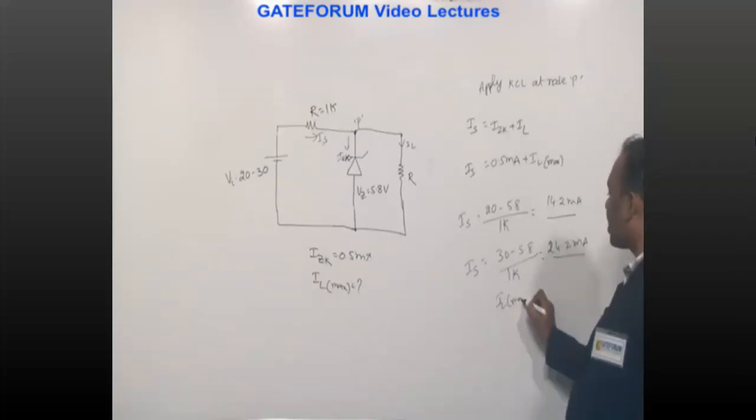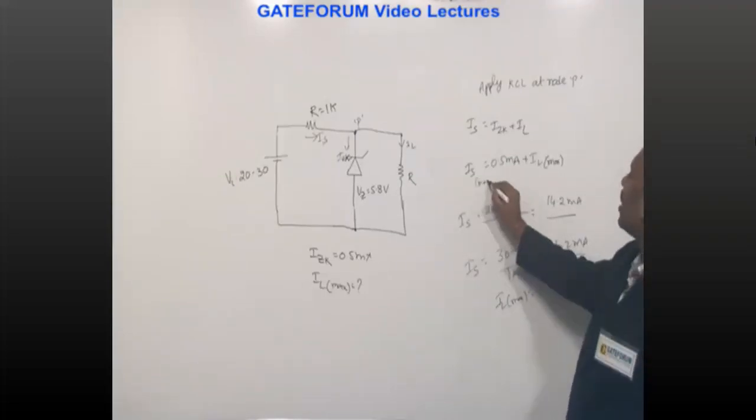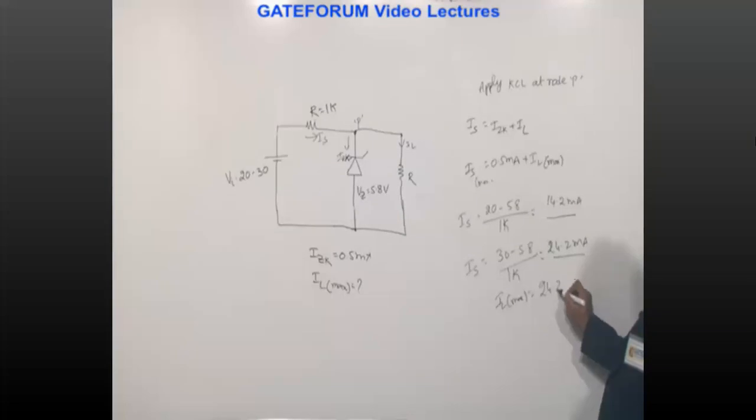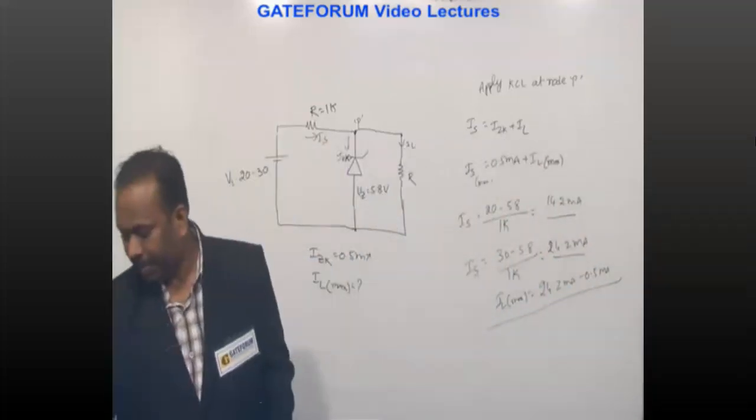Therefore, IL max is equal to, check it, we require IS also at its maximum, then only we'll get the IL max. Therefore, it is 24.2 milliamperes minus 0.5 milliampere. That is a simple one. Okay, next problem.